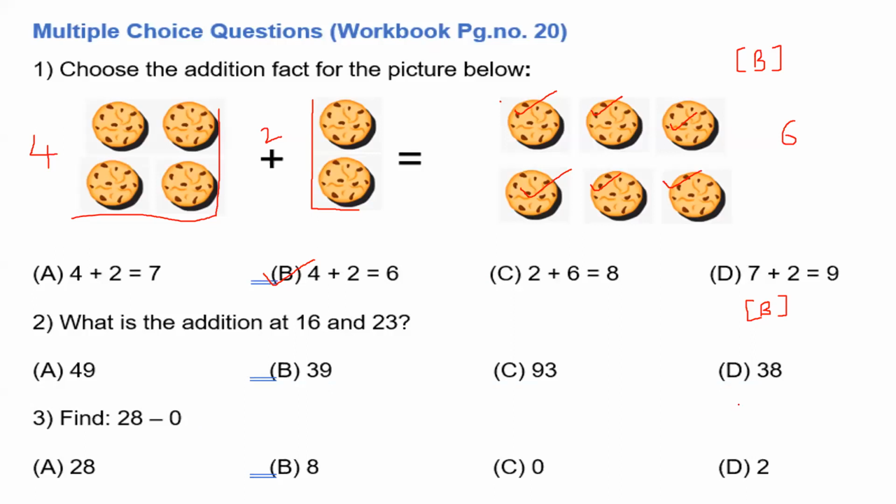So in which option 28 is given? A option. So write it in the bracket. A. You will write it in your workbook. A option. Otherwise write it in your notebook. But you have to write. Don't sit idle. Okay. Done. Let's move on to the next question.